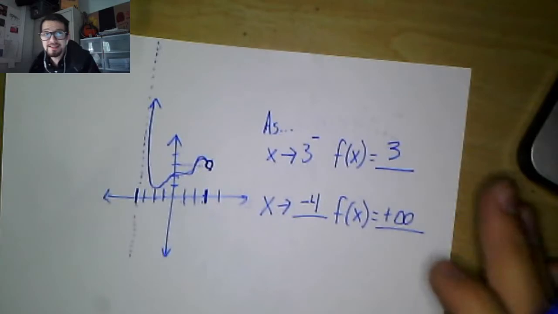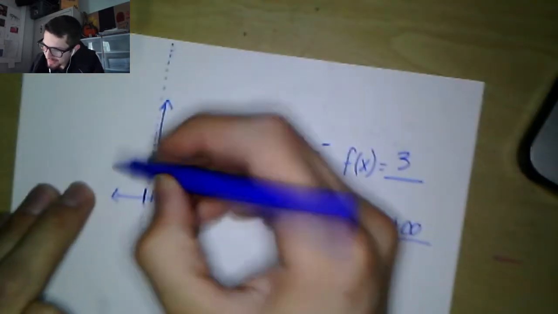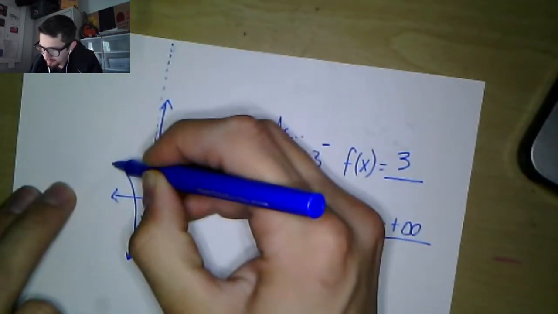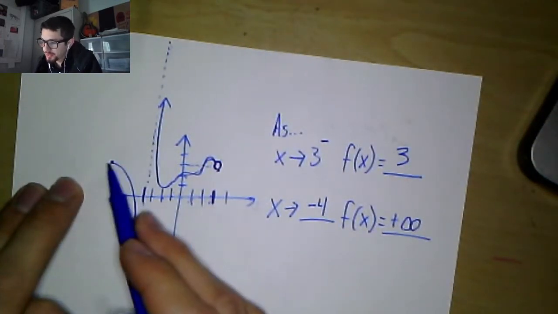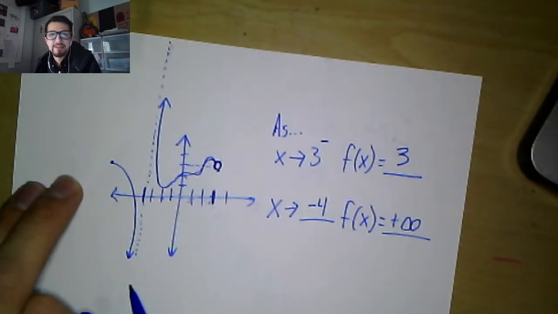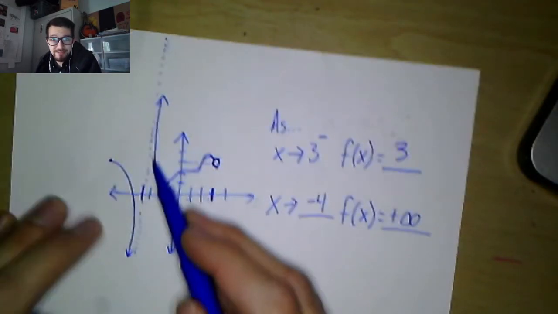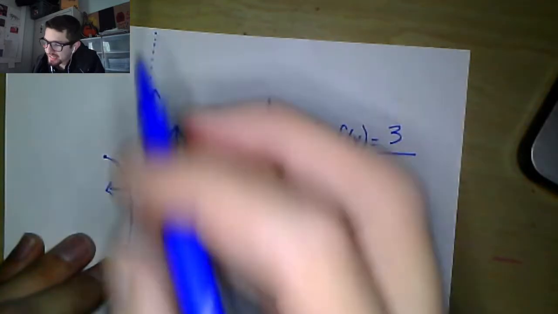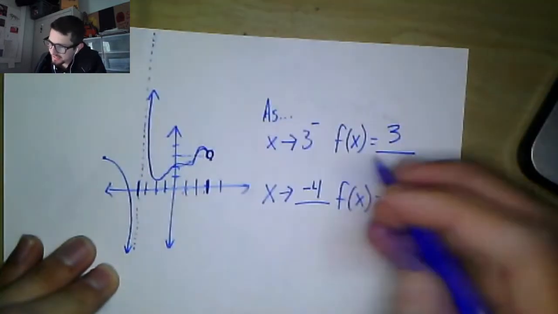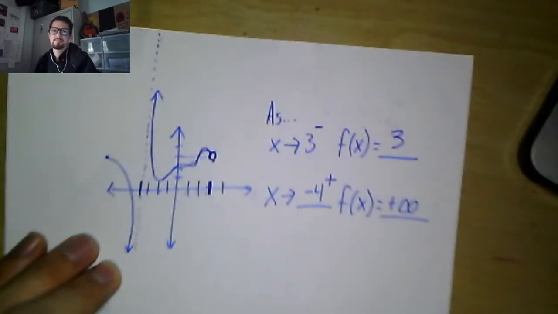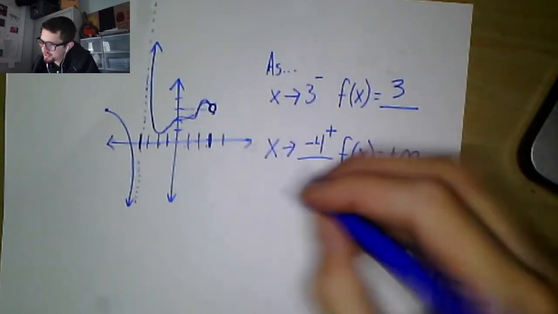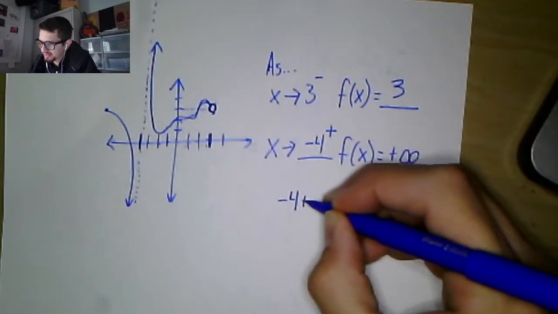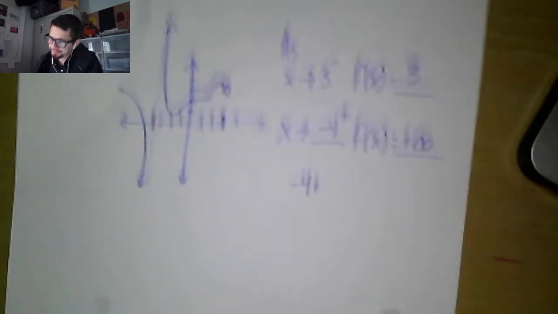Now, this isn't necessarily always true, because what if I had this? Because now, as x is going closer to -4, it's not always going to positive infinity. So if you're going to go to positive or negative infinity, you're going to have to tell me from what side. This is coming in from the right side, so I need to say plus. Please make sure you do that, or it will not be correct. And if you have to type this, you would just type it in as -4 plus. You don't have to do the superscript.